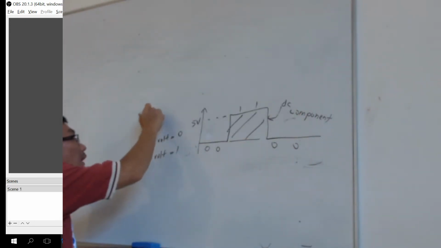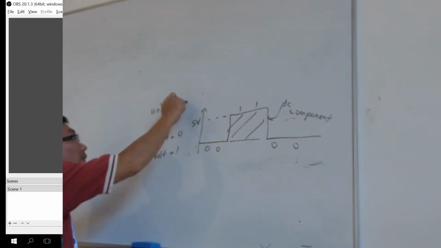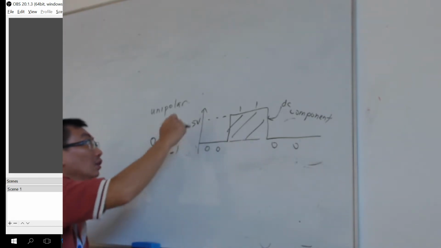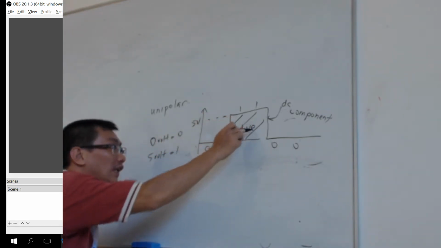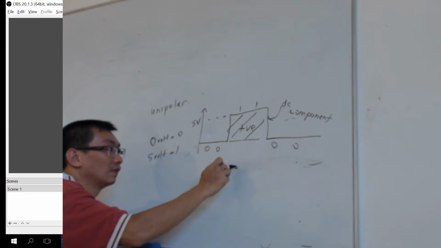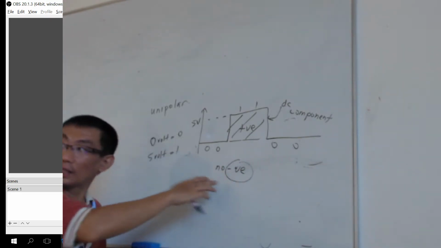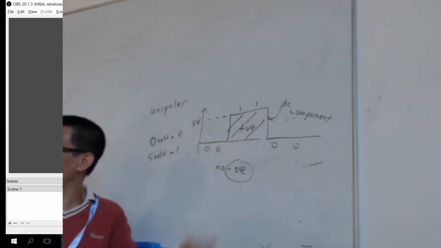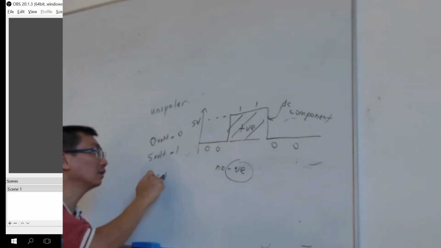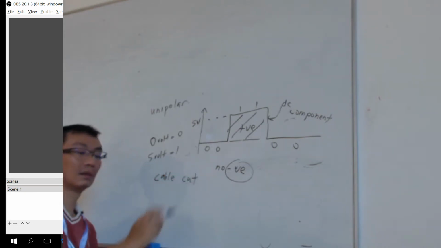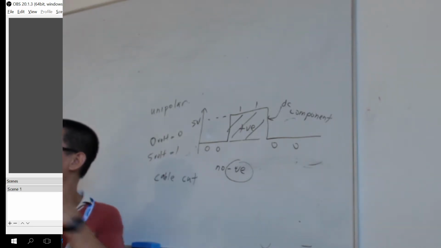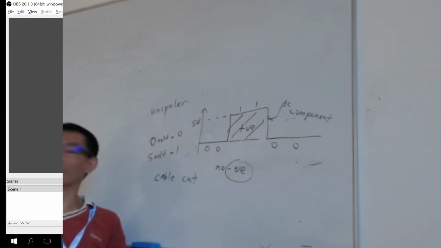This is unipolar. So you have a DC component because it is only positive. There is no negative. Okay, there's no negative, only positive. So you have a DC component. Okay, the next thing is what happens if there is a cable cut? What happens if there's a cable cut?